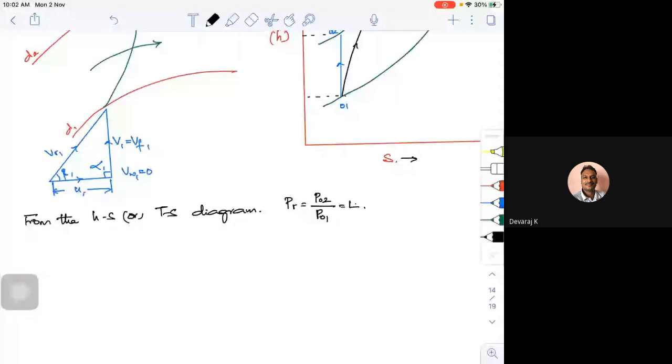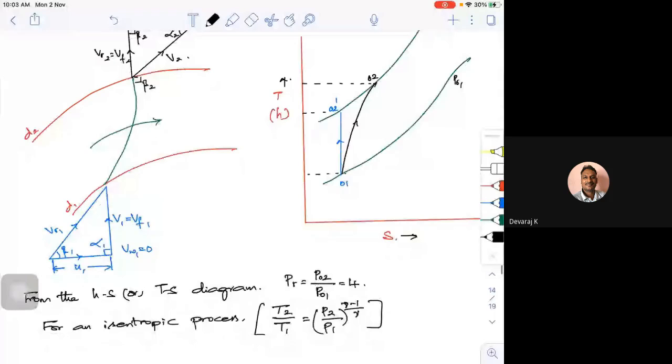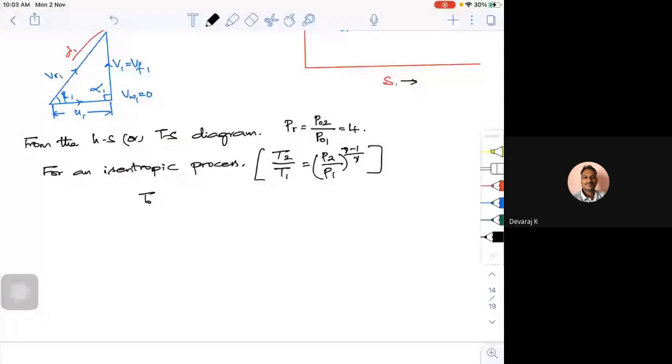Now, for an isentropic process, we know what the formula is. It is T2 by T1 is equal to P2 by P1 to the power of gamma minus 1 by gamma. This we know actually. Here the temperatures are absolute, and the pressures will also be absolute. So for the process along the blue line 01 to 02 dash, I can write T02 dash by T01 is equal to P02 by P01 to the power of gamma minus 1 by gamma. Now P01 is 300, and the pressure ratio is 4.